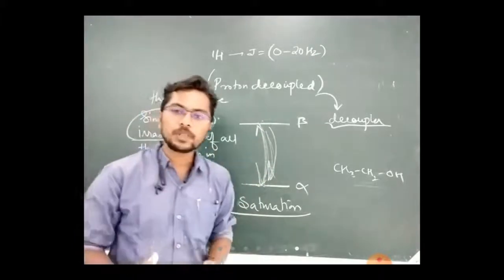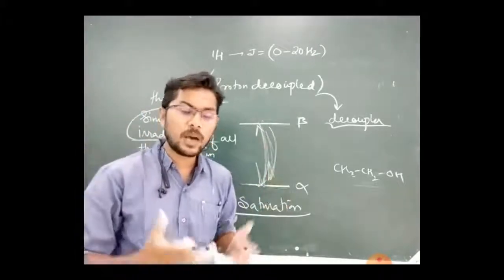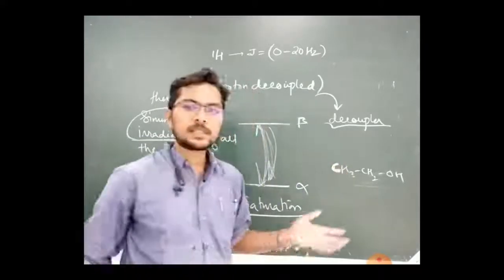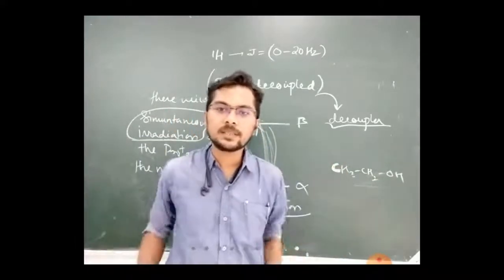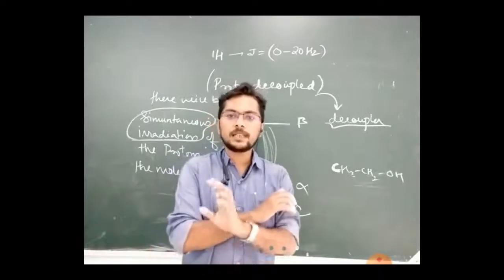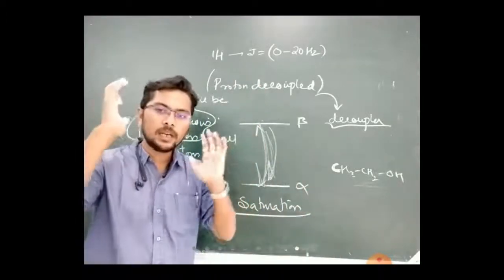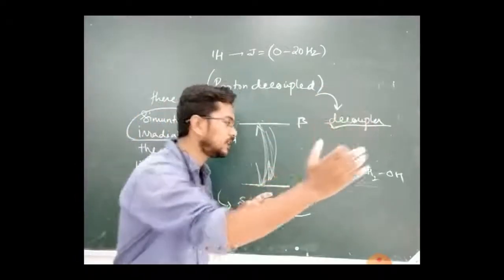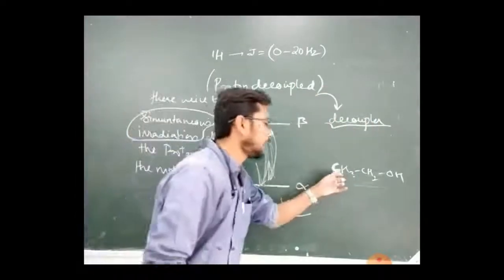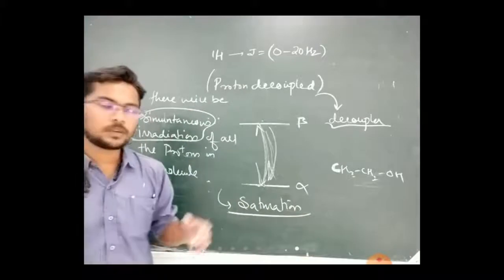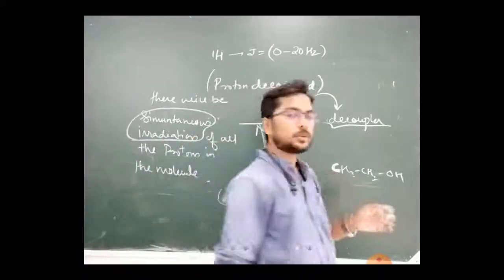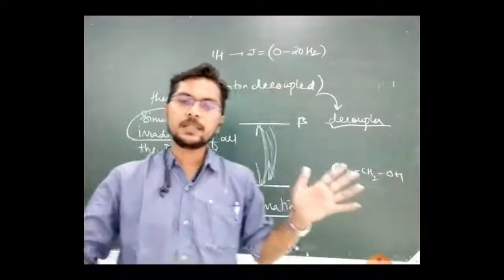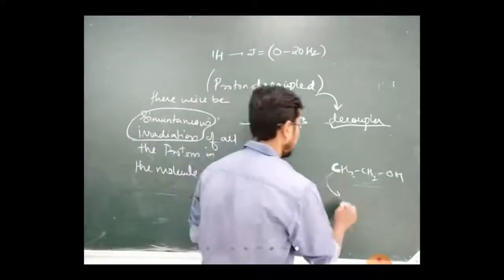Because of this saturation, there is no population difference, and if there is no population difference, there is no resonance. So ultimately this carbon feels like there are no hydrogens nearby, there is no magnetic dipole moment or spin, no magnetic field which is splitting the signal. So the carbon signal which was split into a triplet or quartet now comes as a singlet.